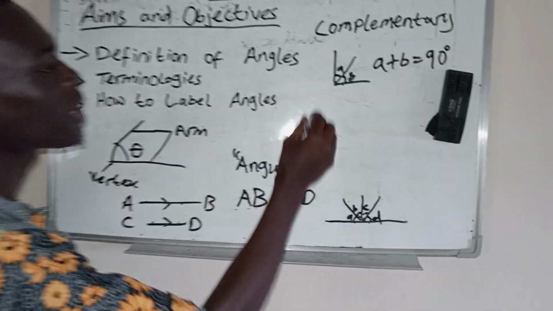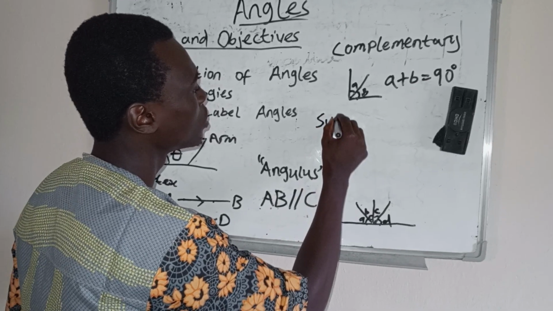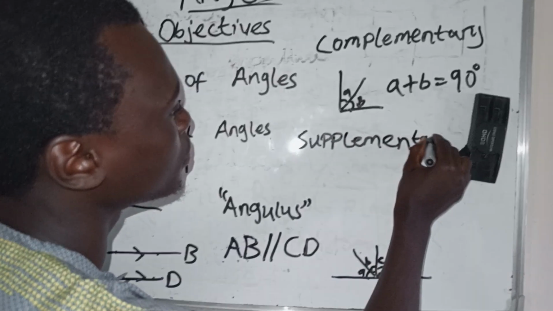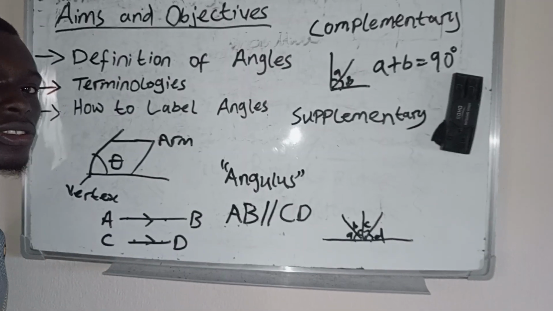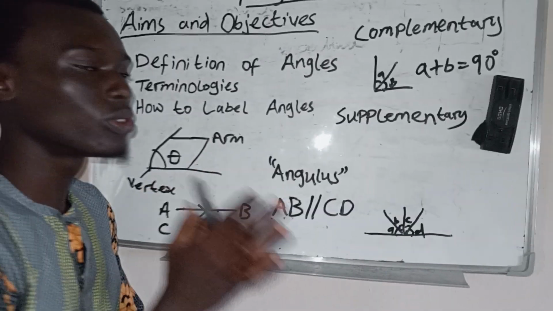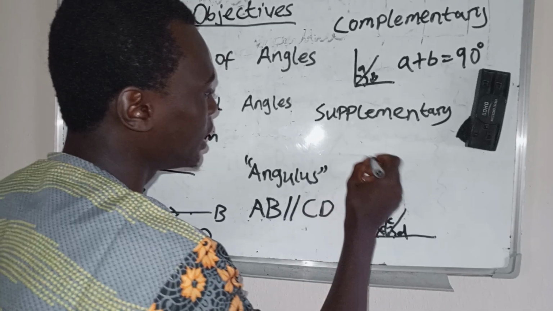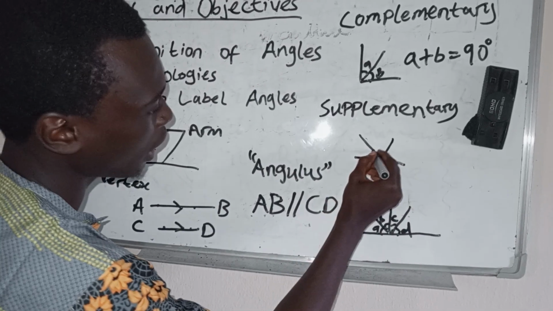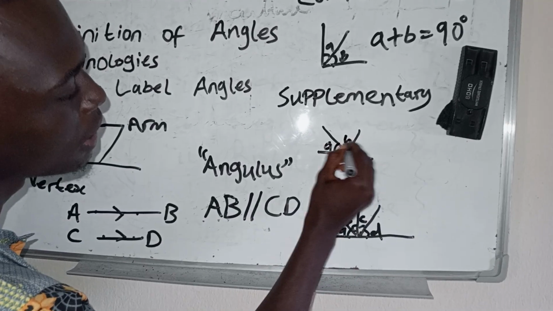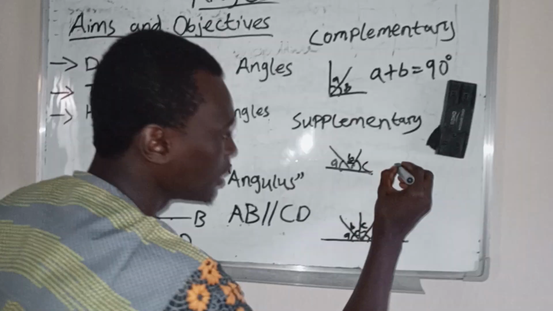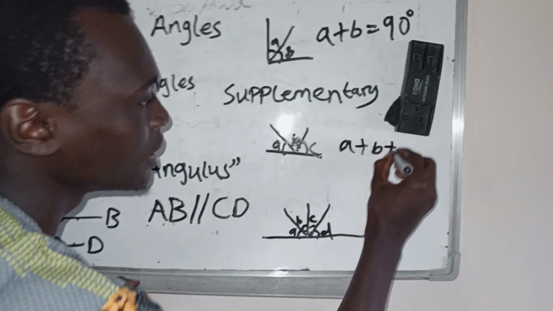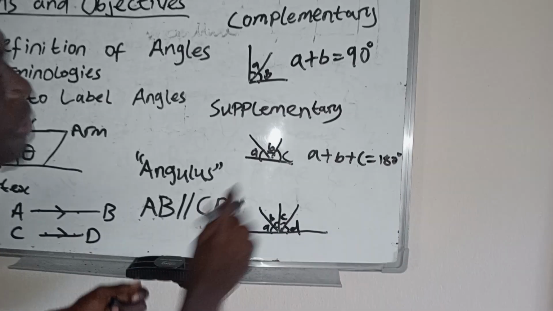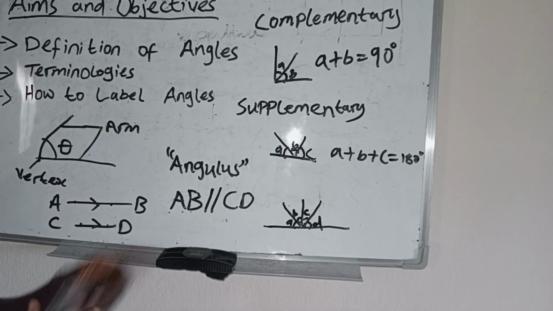And then the next terminology we are going to be looking at is supplementary angles. So what are supplementary angles? Supplementary angles are angles that sum up to 180 degrees. For example, we have something like this and like this. Angle A, angle B, angle C. A plus B plus C equals 180 degrees. This is what is called supplementary angles, because they sum up to 180 degrees.